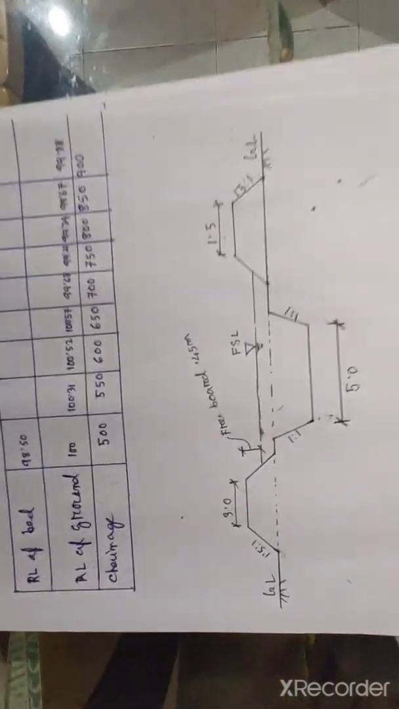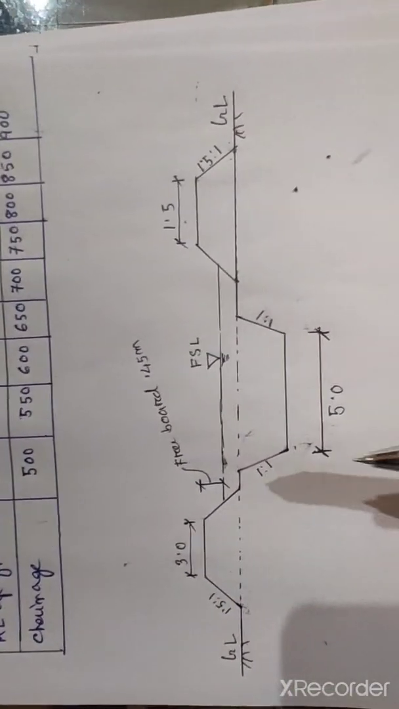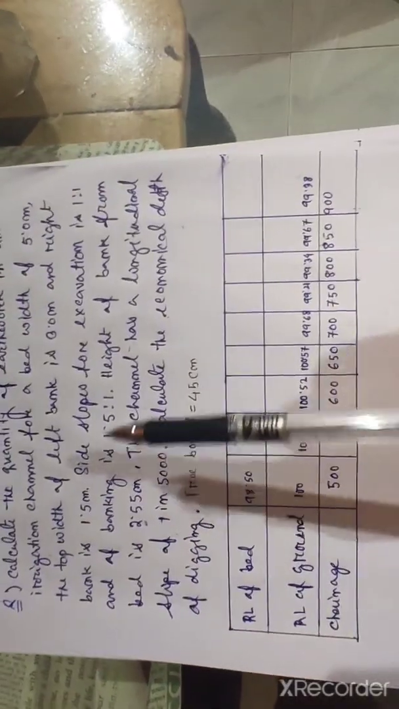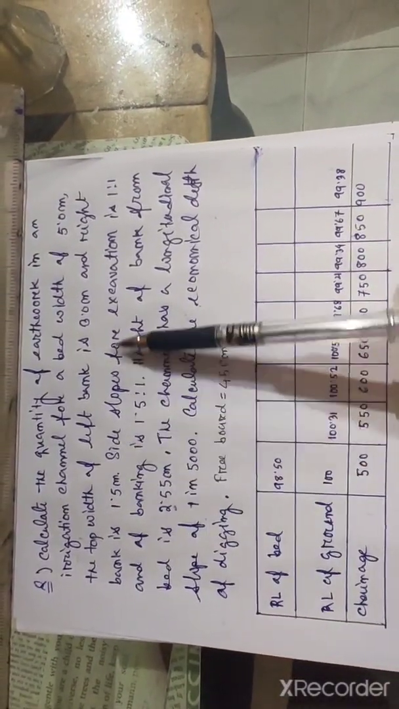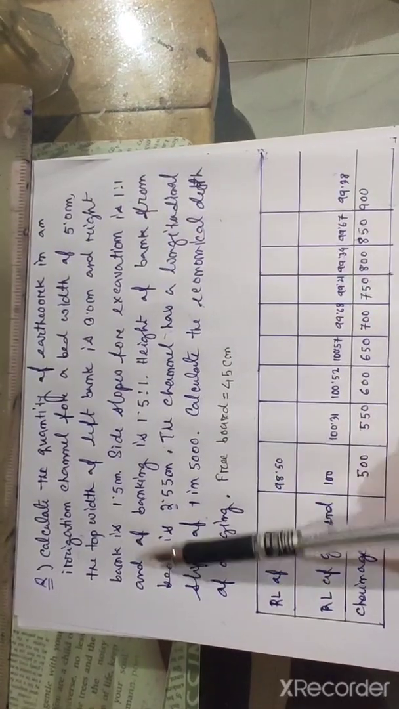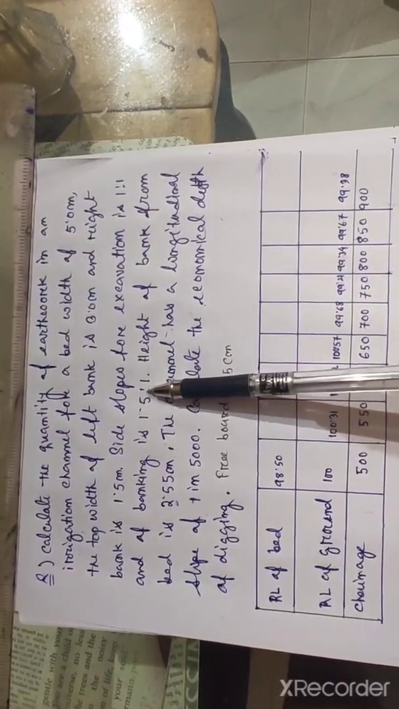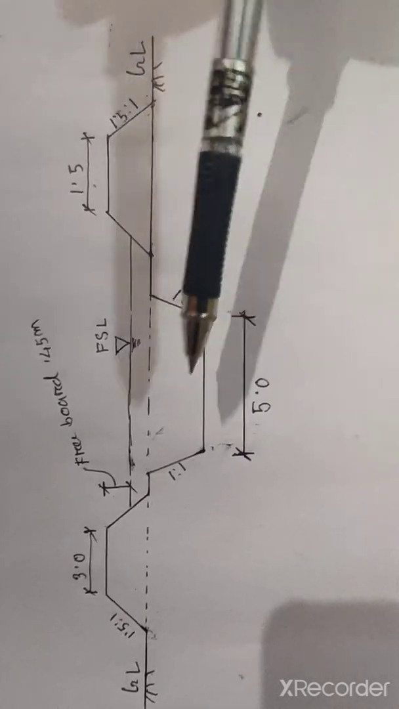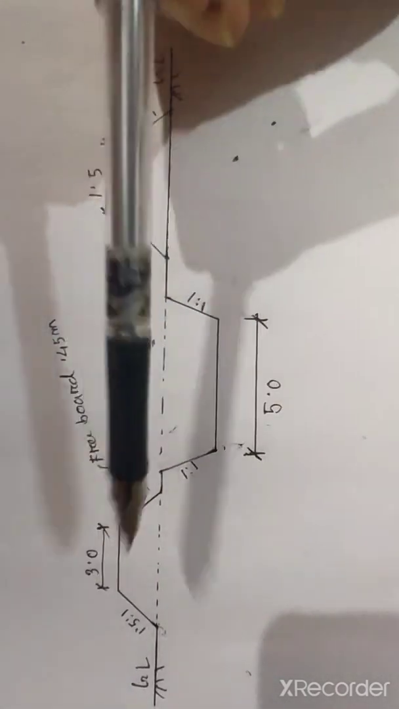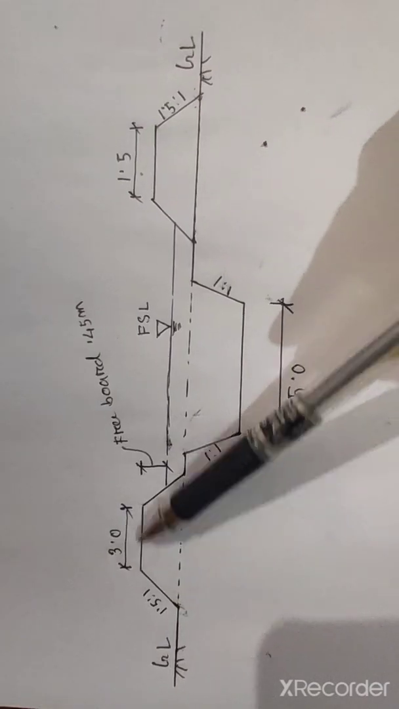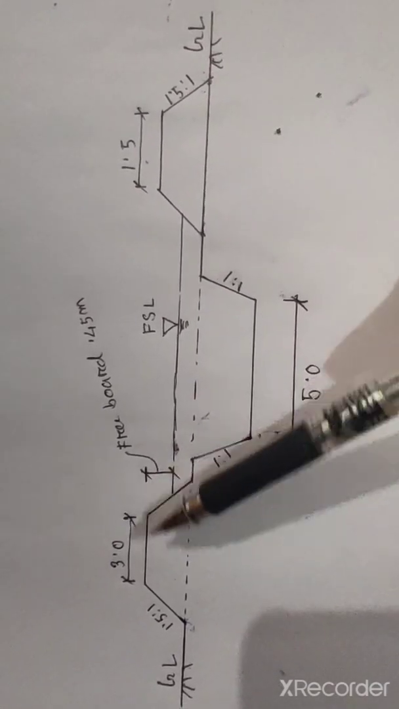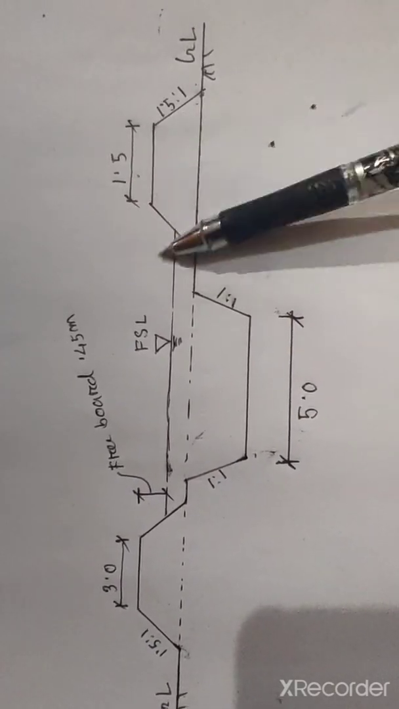So this is the channel as given in the question. The bed width is 5 meter. The side slopes for excavation is 1:1 and for banking is 1.5:1. This is the side slope for excavation, 1:1. This is the side slope of banking, 1.5:1, on both the sides. Here also on both the sides.